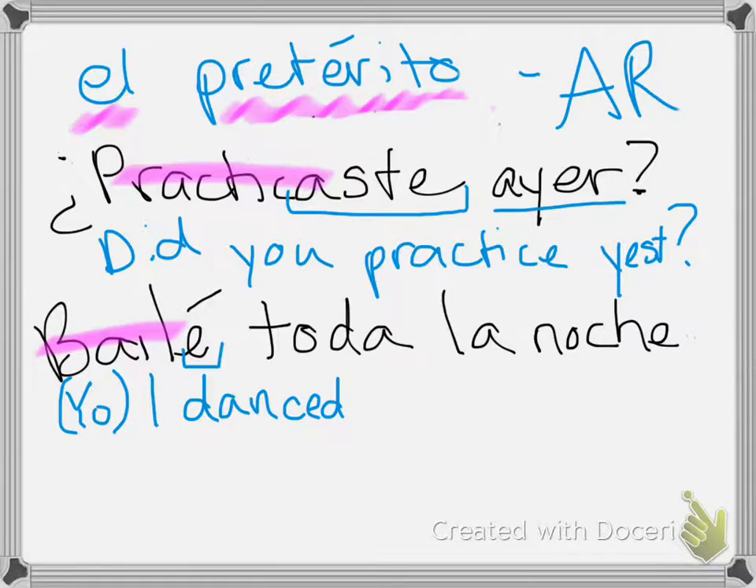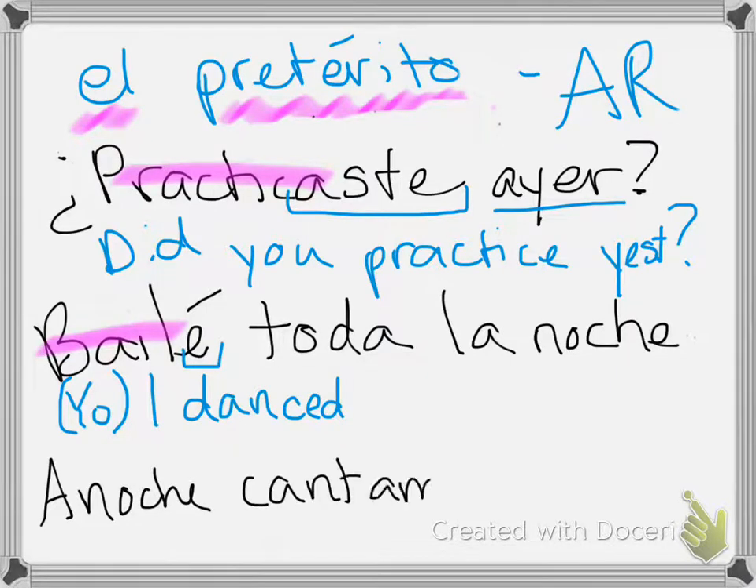Otro ejemplo sería anoche cantamos. Okay, anoche cantamos. So once again, where's my verb? My verb is right here. And I recognize the canta, and I've got the amos.